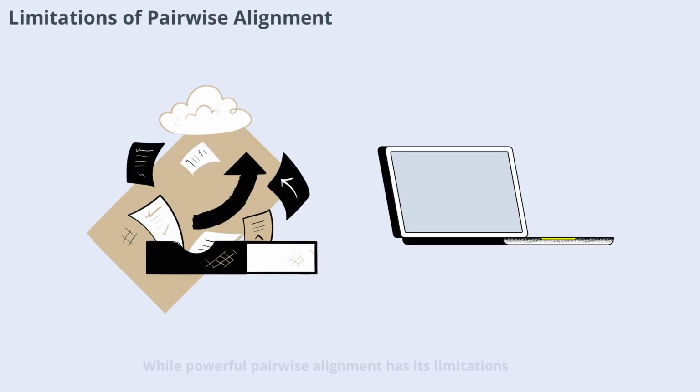While powerful, pairwise alignment has its limitations. It can be computationally intensive for very long sequences and may not capture complex relationships present in multiple sequences. Additionally, the quality of the alignment depends on the choice of scoring matrices and gap penalties. Being aware of these limitations helps researchers interpret results appropriately.